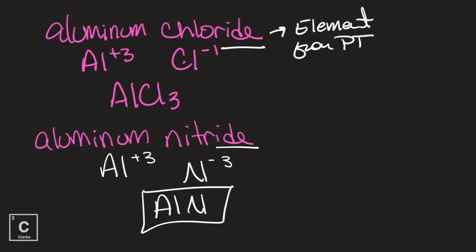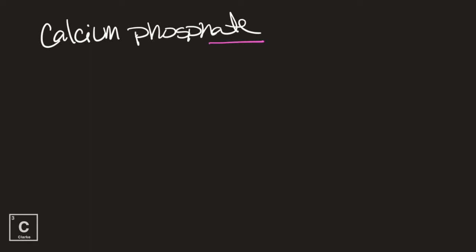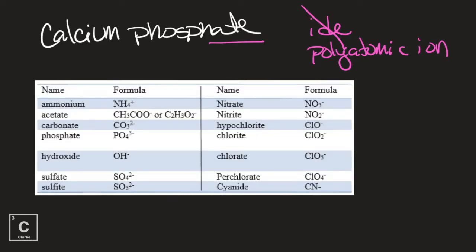Let's look at another example. What if I gave you calcium phosphate? I hope you are noticing this ending is ATE. Now, if the ending is anything other than IDE, it is a polyatomic ion. Did you hear that? Let me say it again. If your ending is something other than IDE, it's a polyatomic ion. Let's pull that list back up real quick. Okay, so I've got my list up.